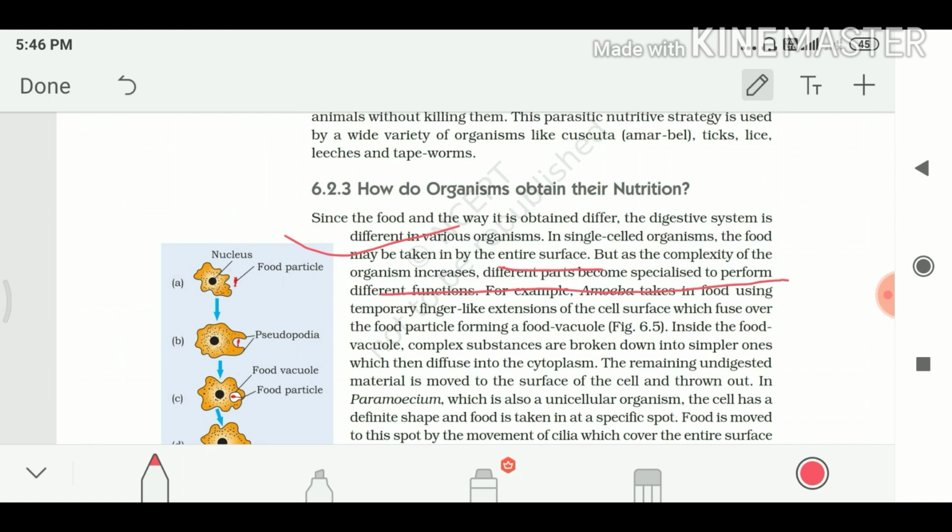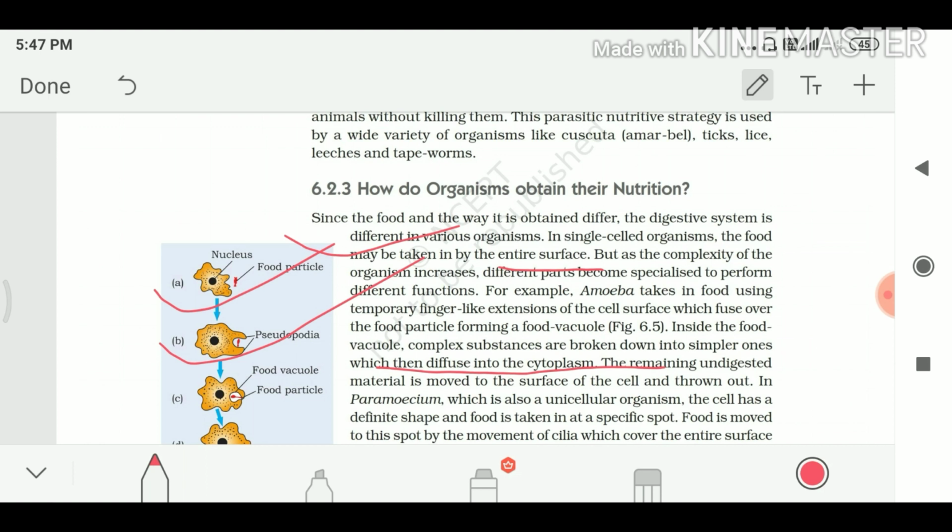One is the respiratory system, specific for respiration, the breathing and all. Then the digestive system, specific for digestion of food particles. Then the excretory system, transportation system, reproductive system, right? We have specialization. For example, amoeba takes in food using temporary finger-like extensions of the cell surface which fuse over the food particle, forming a food vacuole, which I already explained. Inside the food vacuole, complex substances are broken down into simpler ones, which then diffuse into the cytoplasm.